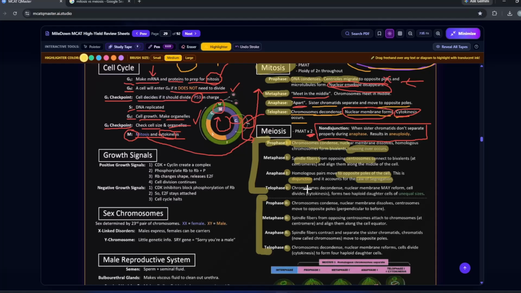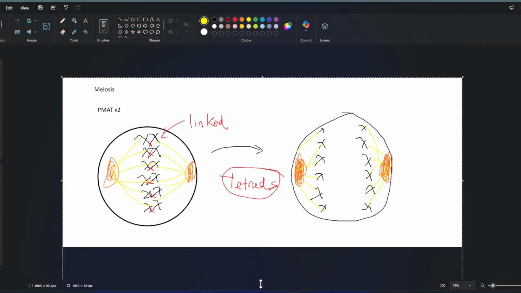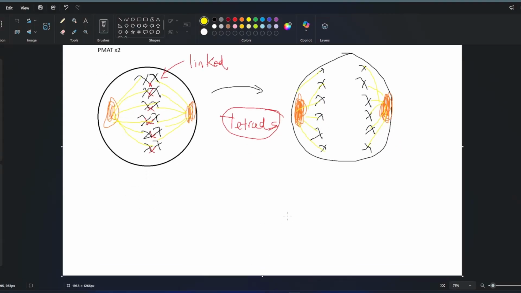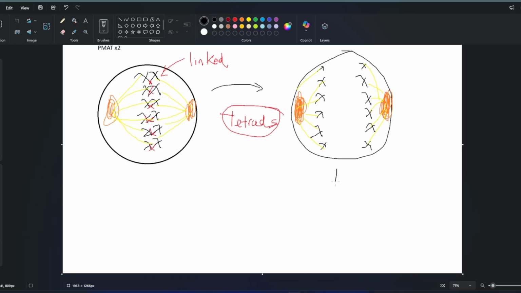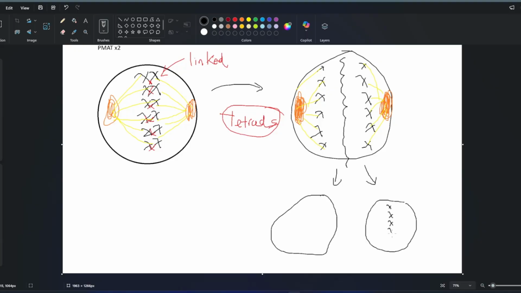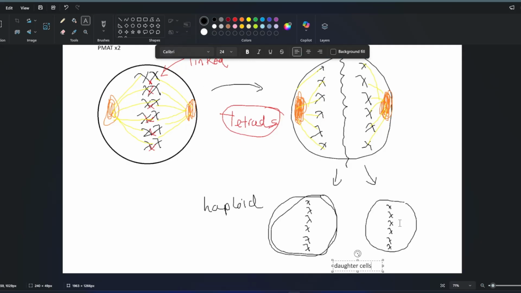And now chromosomes decondense, the nuclear membrane may reform, the cell divides, cytokinesis, and it forms 2 haploid daughter cells that are unequal in size. If I could just expand this board a little bit downward and show you, basically this will start to divide into 2. Now you have 1, 2, 3, 4, 5, 6 and 1, 2, 3, 4, 5, 6. And they said they were haploid. Yes, haploid daughter cells. These are called daughter cells for obvious reasons, right?